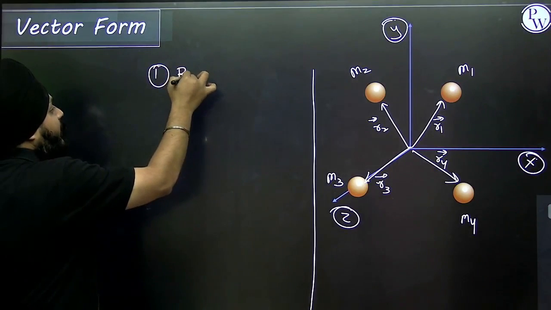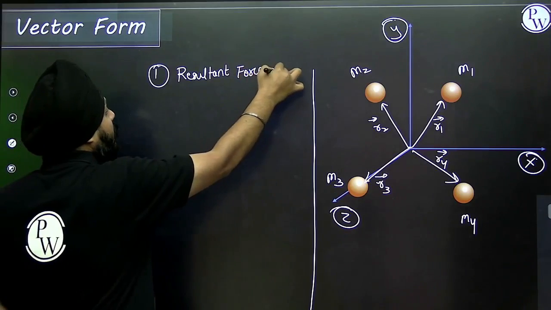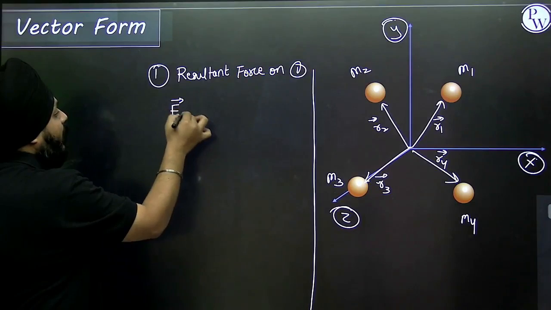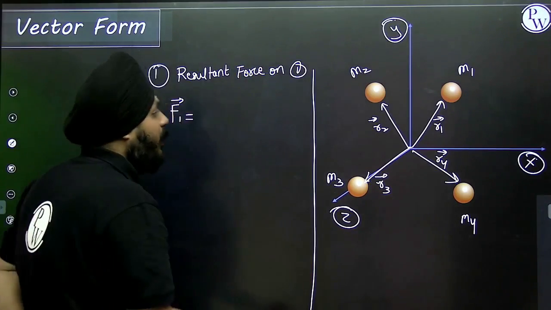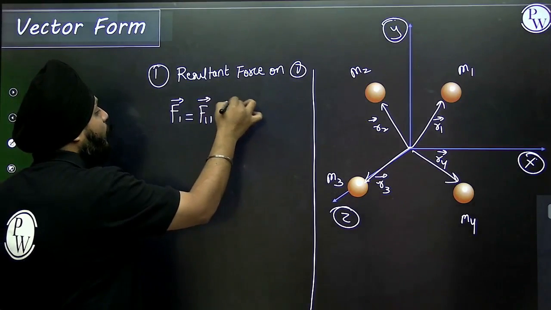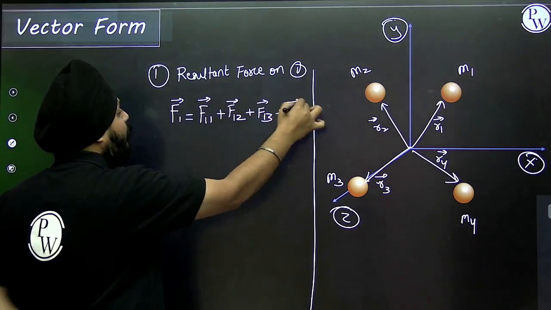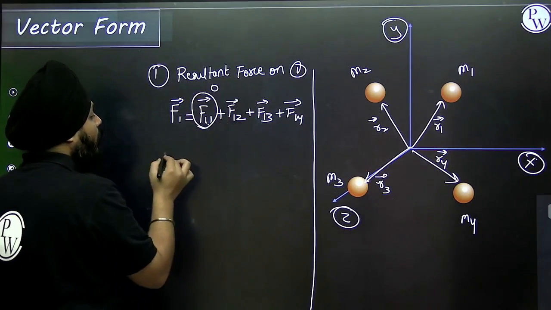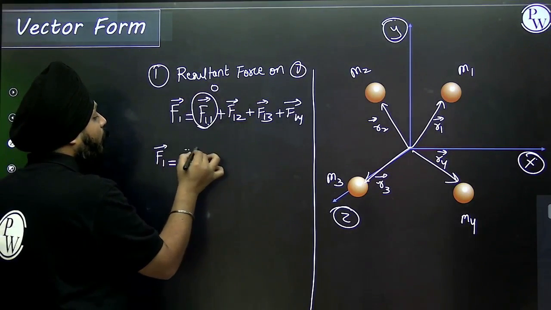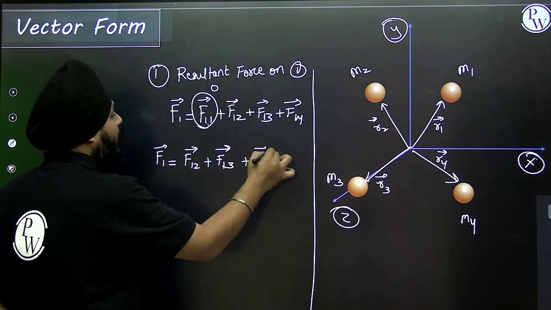We need to calculate the resultant force on particle 1, but this time it will be defined in vector form. As usual, F1 acting on 2 in vector form, F1 acting on 3 in vector form, F1 acting on 4 in vector form. This will be zero, right? So the resultant force F1 will be equivalent to F1 because of 2, F1 because of 3, F1 because of 4.